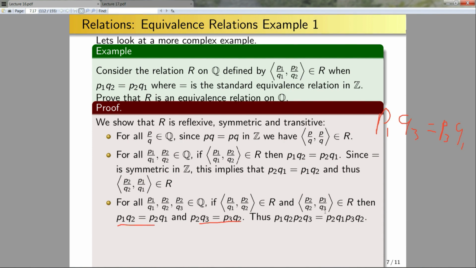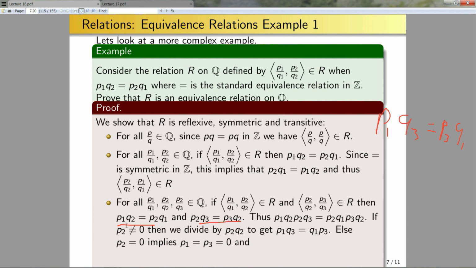So in order to cancel this out, I have to consider two cases. One, if P2 is not equal to 0, I know automatically that Q2 is not 0 because it's a rational number. Then I can divide by this thing because it's non-zero. It cancels out these two terms here and these two terms here and gives me exactly what I want.